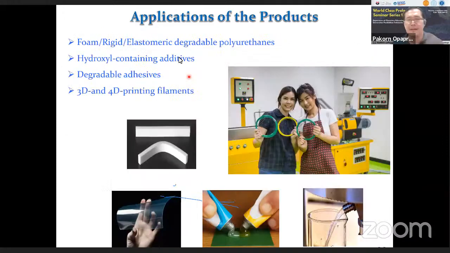Right. And other applications, we can use this for making 3D printing filament. And also, these polyurethanes have very good adhesive properties as well, so we can use them as glue or adhesive. So these are some other possible applications that can be applied.